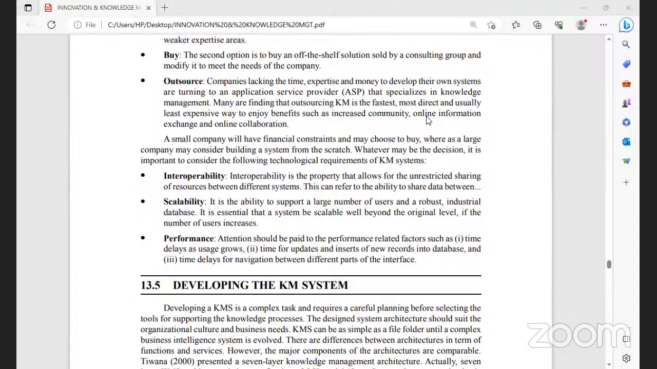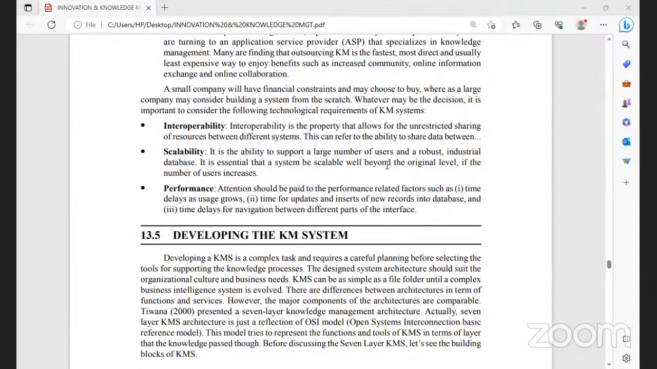Next constraint is scalability. It's the ability to support a large number of users and robust industrial database. It is essential that the system is scalable well beyond the original level as the number of users increases. Performance. Attention should be paid to the performance-related factors such as time delays as usage grows, time for updates and inserts for new records in the database, and time delays for navigation between different parts of the interface.